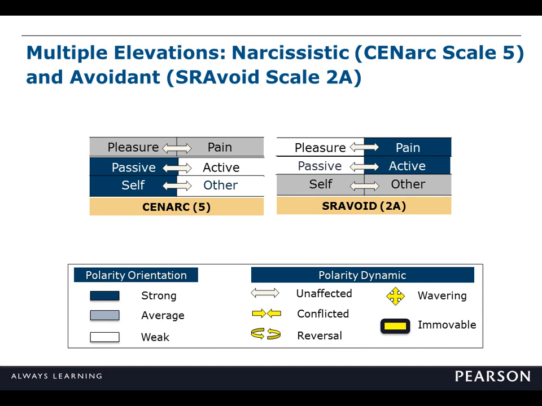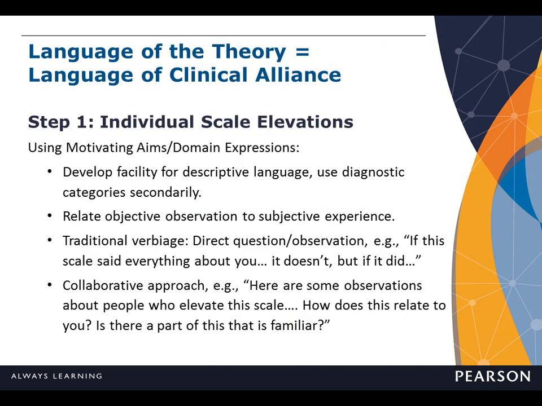So what are the different components of this? To begin with, we look at individual scale elevations. How will we break this down and begin to communicate this? We begin by looking at the motivating aims to try to develop a facility for descriptive language, rather than using the diagnostic categories from the outset, saying, here's the avoidance scale, here's the narcissistic scale. We try to relate the observations that we might have about the person and the observations that we have about the scales, and help them find more traditional verbiage.